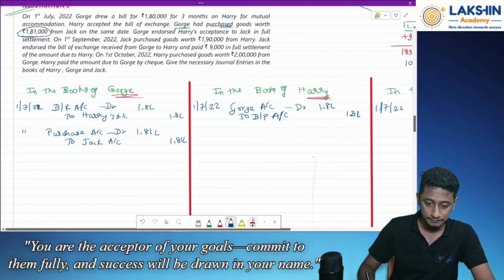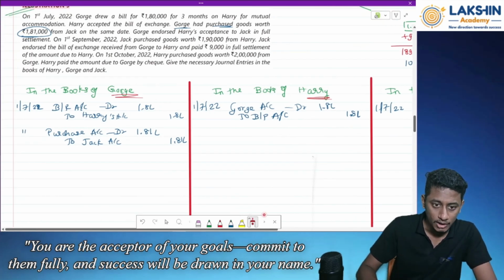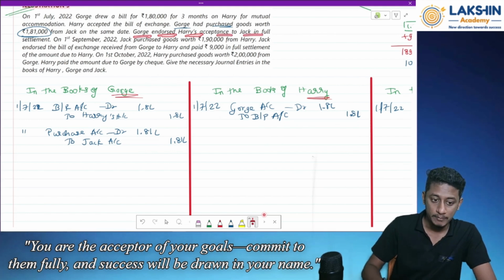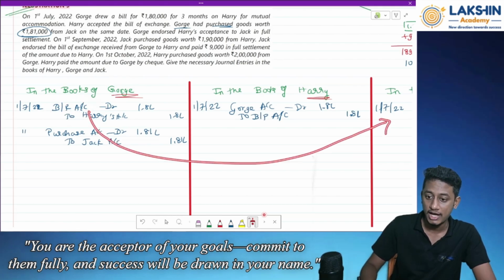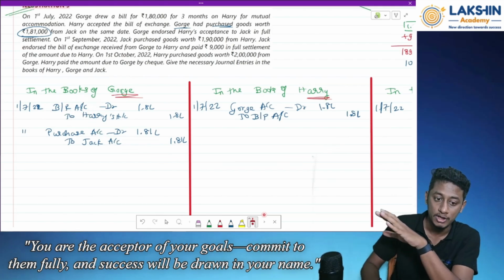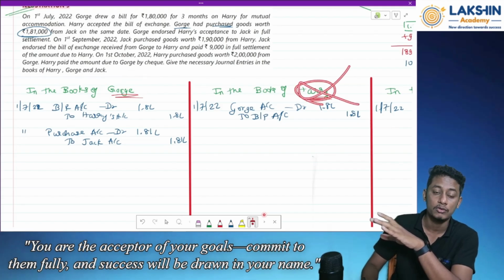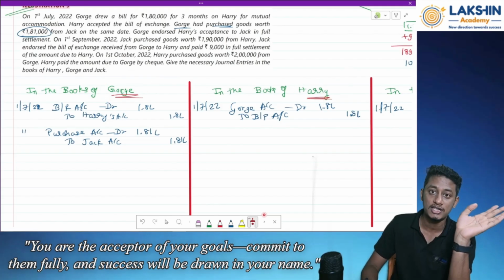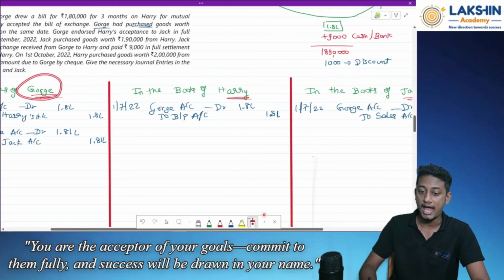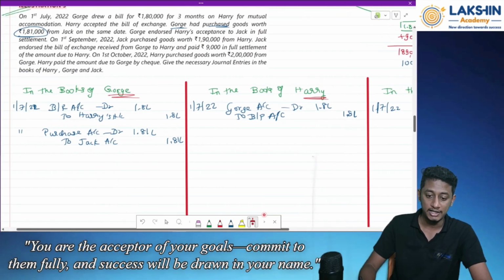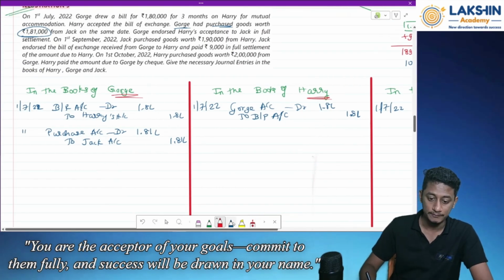Now what has happened after this? George endorsed Harry's acceptance to Jack. So whatever bill George had in his hand has been endorsed to Jack. Again the transaction is between George and our Jack, and Harry is not concerned about this transaction. So now again pass the entries in both the books.